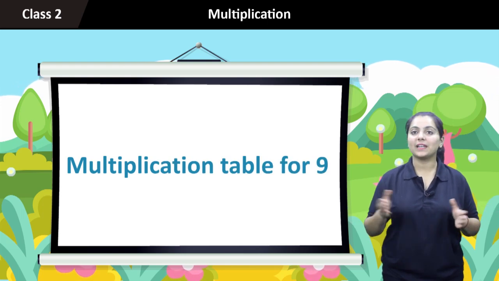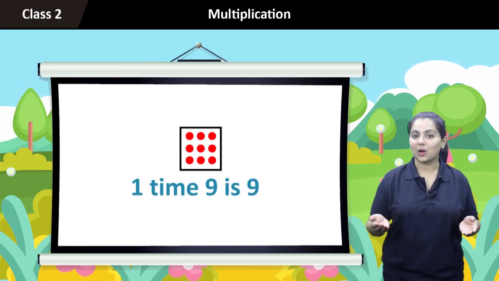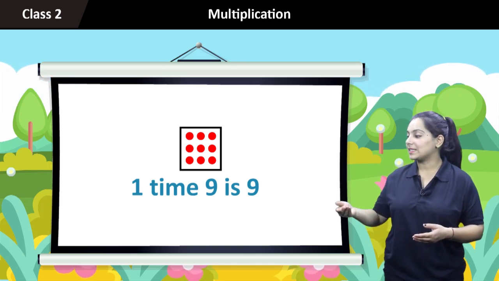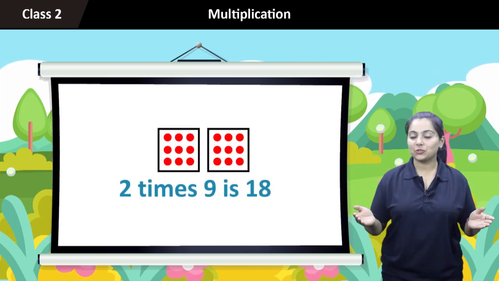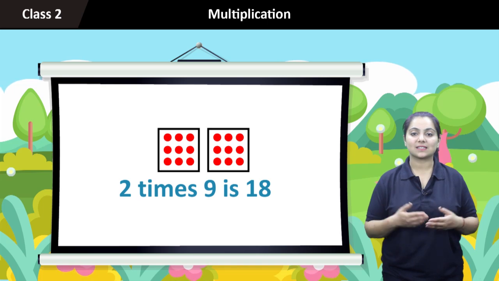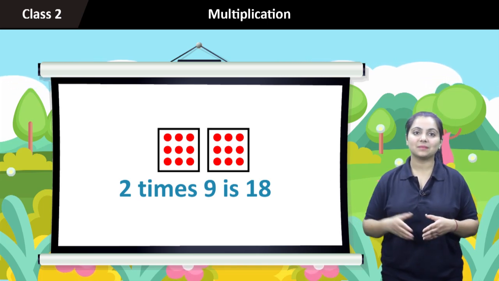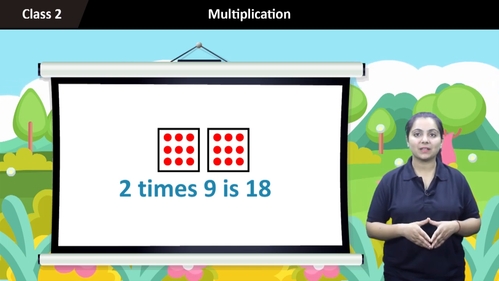Multiplication table for 9. There is one box and in this box we are having 9 dots. That means 1 times 9 is 9. Now there are 2 boxes and in each box we are having 9 dots. That means 2 times 9 is 18. And so on. Let's recite the table.